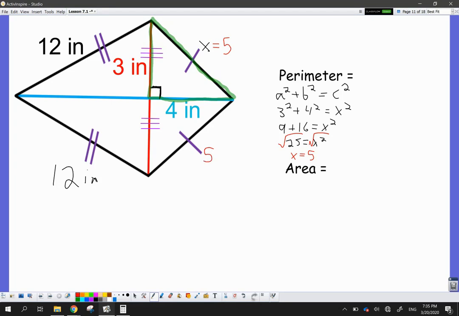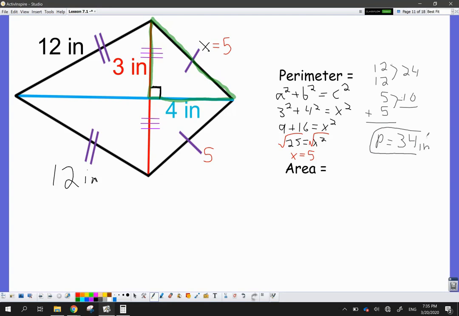So now that I know all these sides, I can find the perimeter. I'll do this vertically now, so I have space. To find the perimeter, I add all these: 12 plus 12 plus 5 plus 5. This is 24. This is 10. So 24 plus 10, perimeter is 34, and my units here are inches.